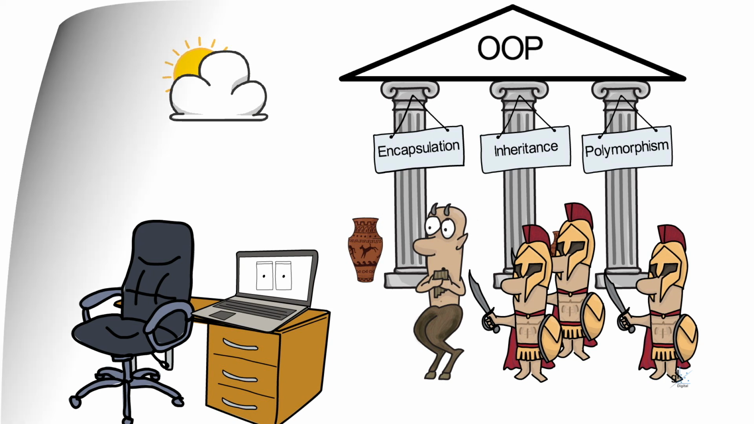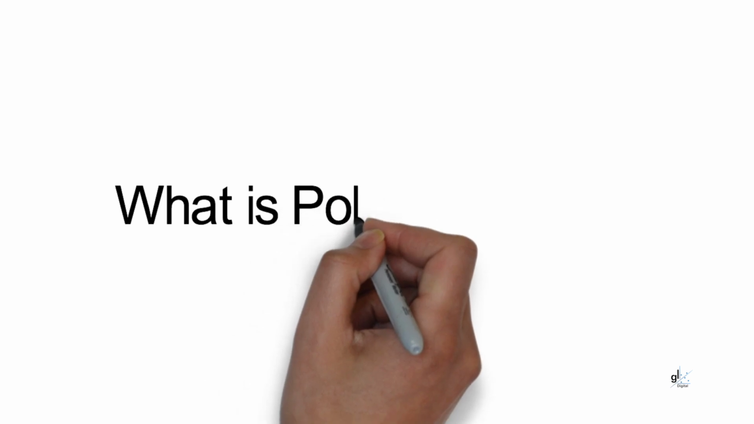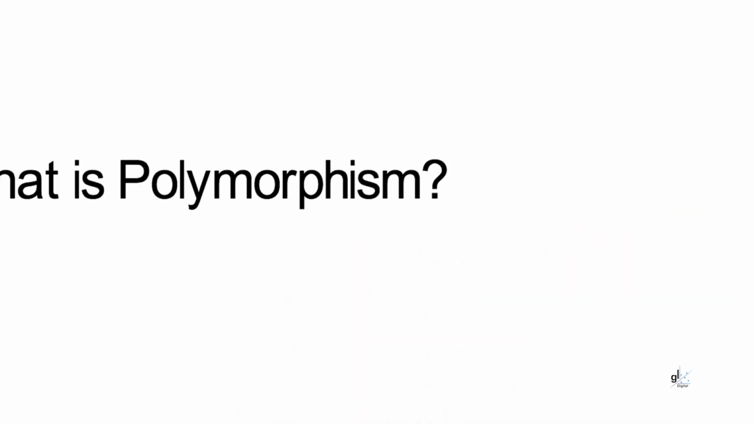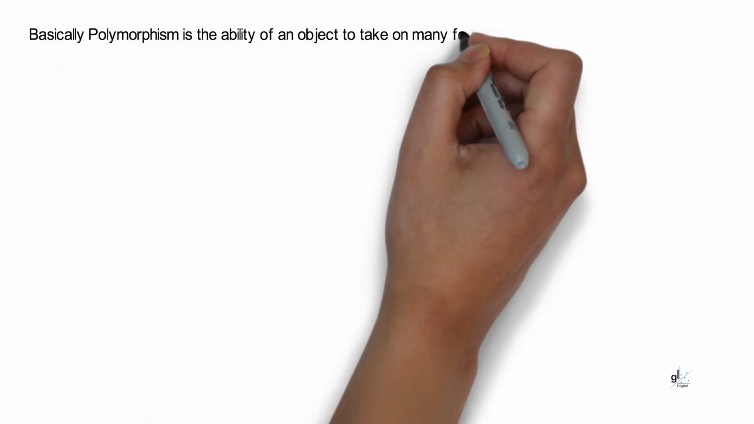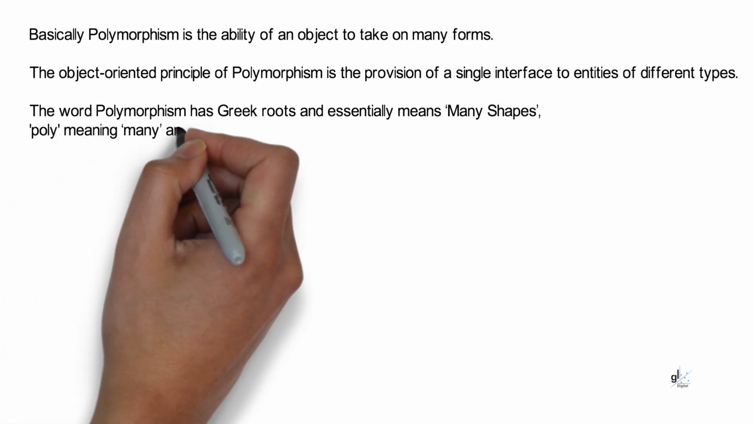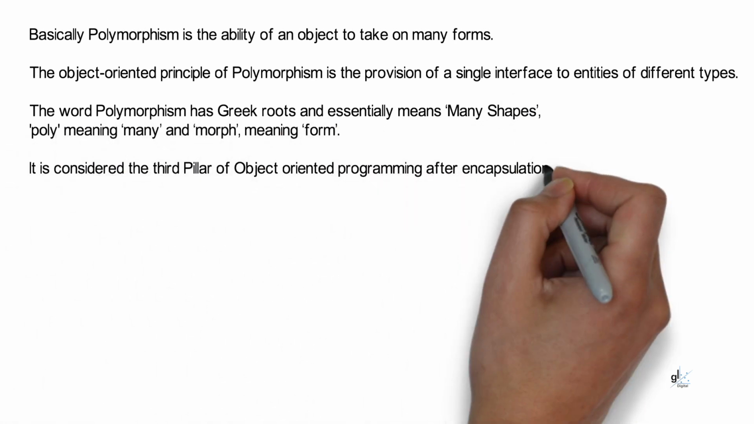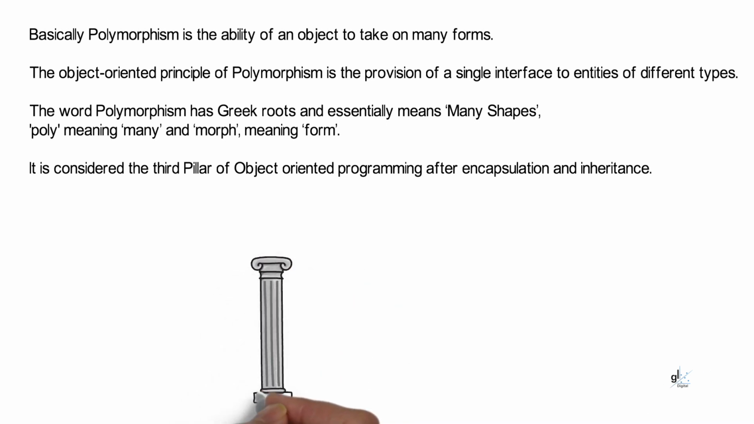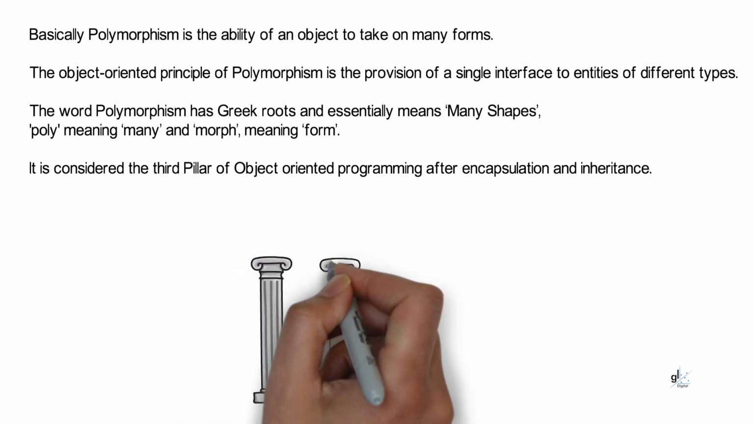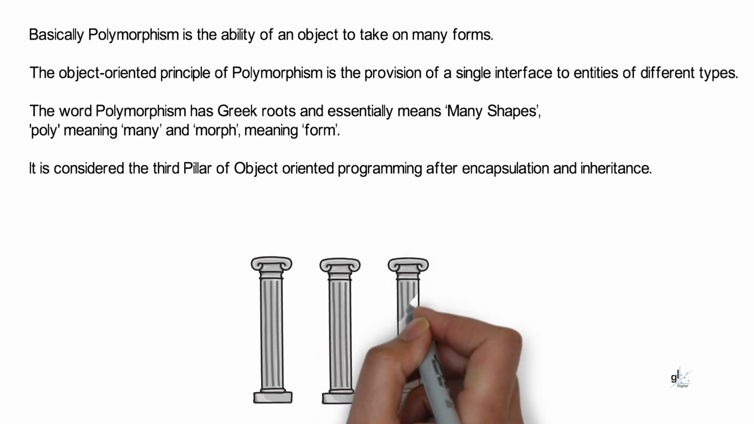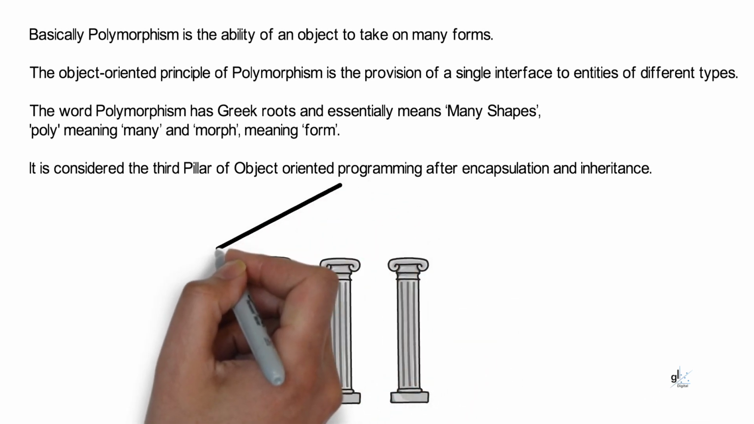Right, so what is polymorphism? Basically, polymorphism is the ability of an object to take on many forms. The object-oriented principle of polymorphism is the provision of a single interface to entities of different types. The word polymorphism has Greek roots and essentially means many shapes, poly meaning many and morph meaning form. It is considered the third pillar of object-oriented programming after encapsulation and inheritance.